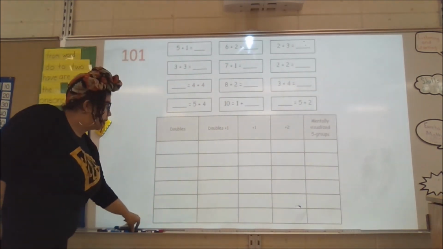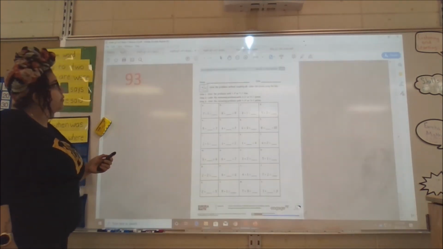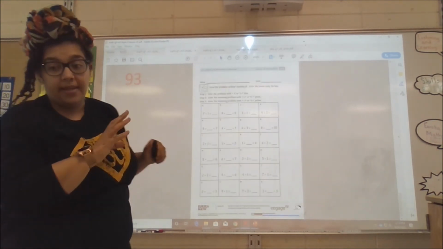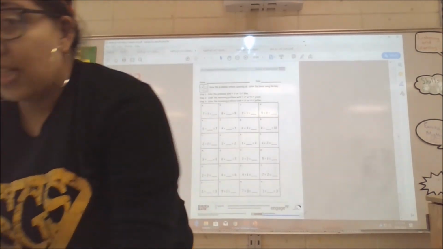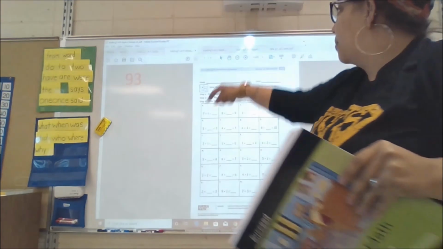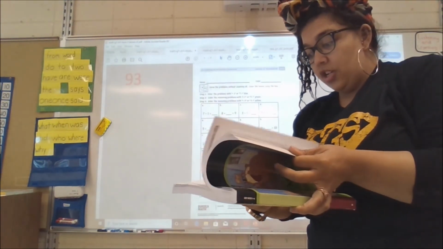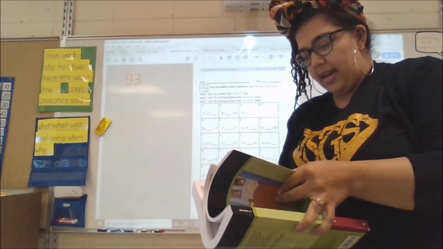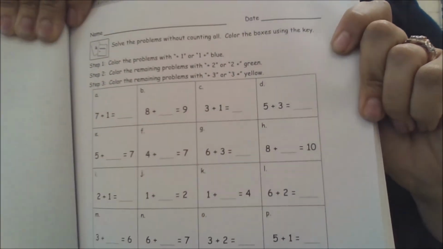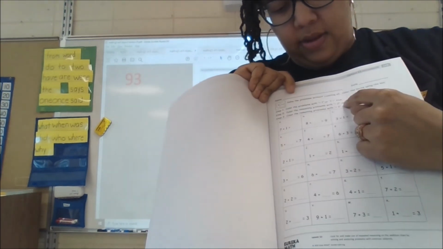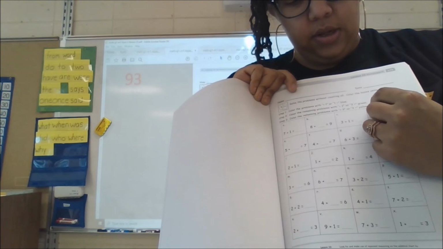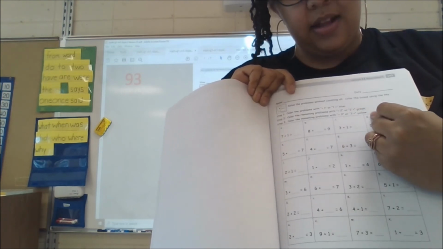Okay. So now what we're going to do is a kind of mixed up piece for your work today, and it is going to be in your homework book. You got to pay attention. You're going to do page number 93 in your homework book. Just that one front side, page number 93, okay? See? Page number 93. You're going to solve the problems, and you're going to color them based on the code. If it uses +1, color it blue. +2, color it green. +3, color it yellow.